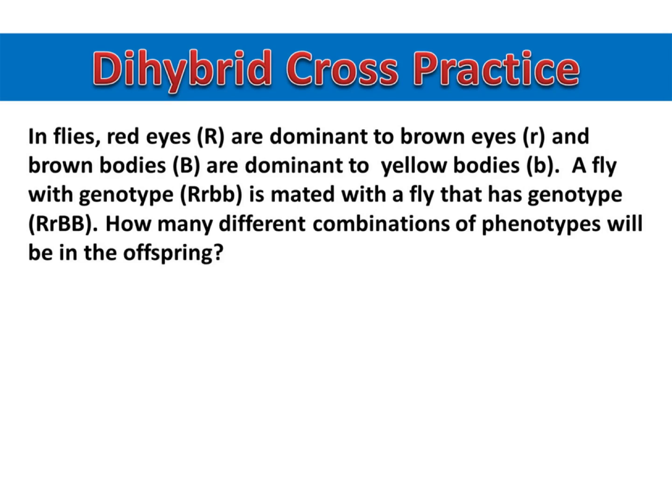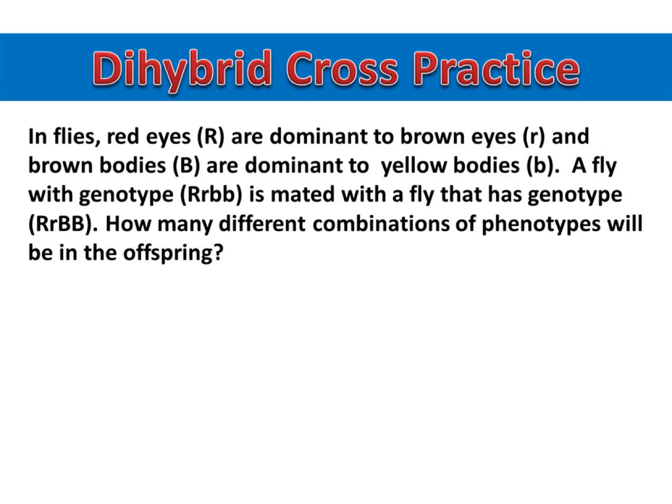In flies, red eyes, big R, are dominant to brown eyes, little r, and brown bodies, big B, are dominant to yellow bodies, little b. A fly with genotype big R, little b, is mated with a fly that has genotype big R, big B, big B. How many different combinations of phenotypes will be in the offspring?